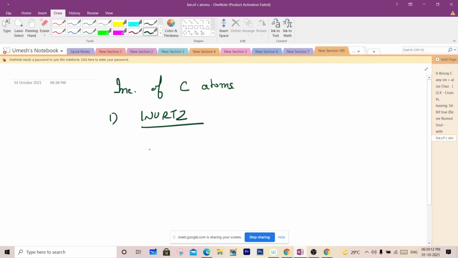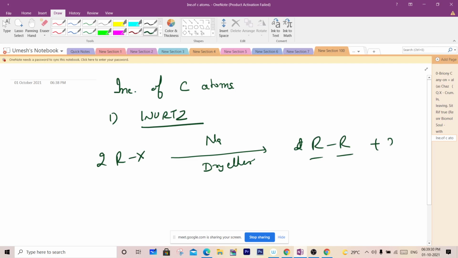What is the main organic compound? You're telling me what is on the arrow, right? Haloalkanes. Good. How many? 2 moles. And what is the product here? R-R alkane with 2 NaX. Okay, any other way?